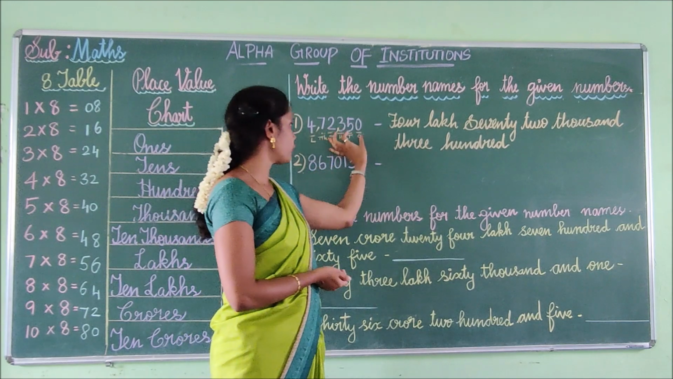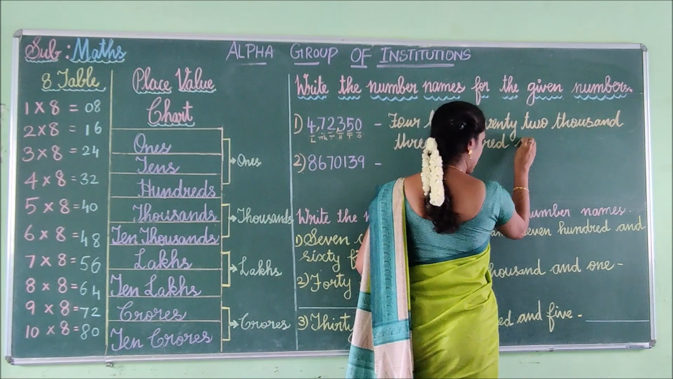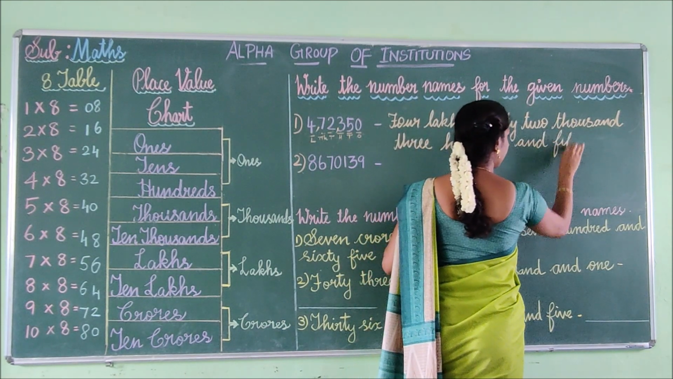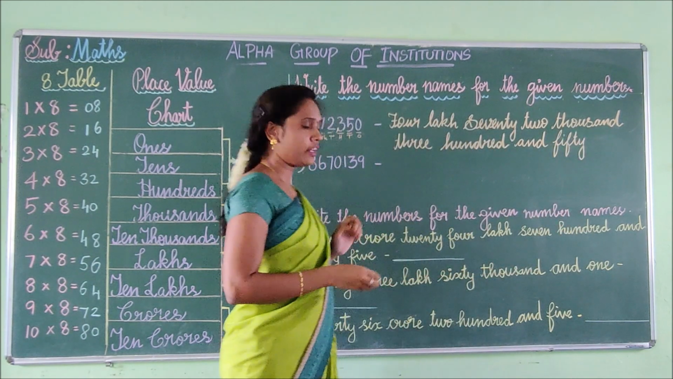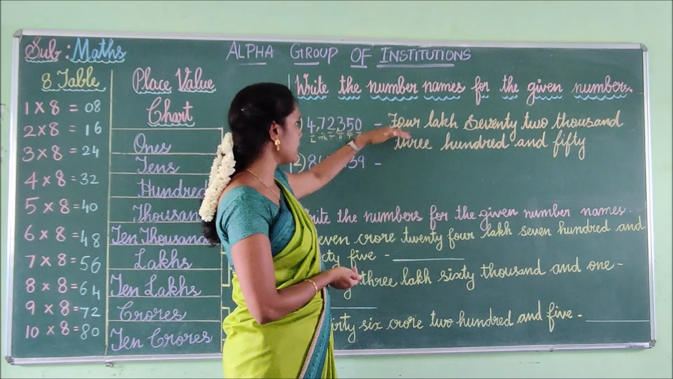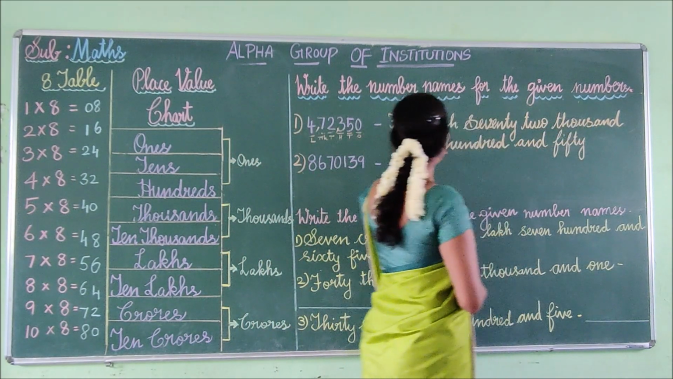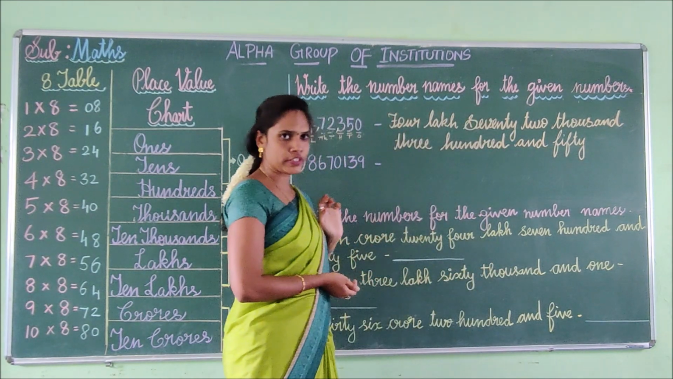0. So you have to take this number. And you have to use "and" here, and 50. F-I-F-T-Y. 50. Okay, children. So this can be written as 4,72,350. Have you understood now?